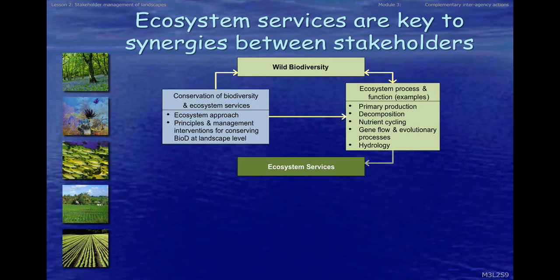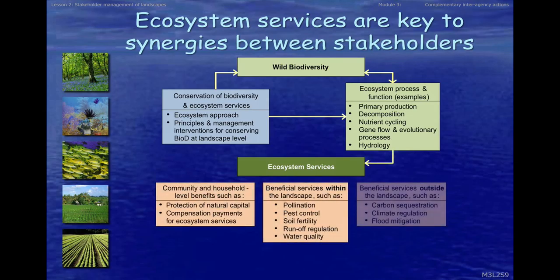This enhanced support of ecosystem services results in community and household level benefits such as protection of natural capital and what is being introduced in several countries, compensation payments for ecosystem services. It supports services within the landscape such as pollination, pest control, soil fertility, runoff regulation, and water quality. And it supports services outside the landscape, such as carbon sequestration, climate regulation, and flood mitigation.